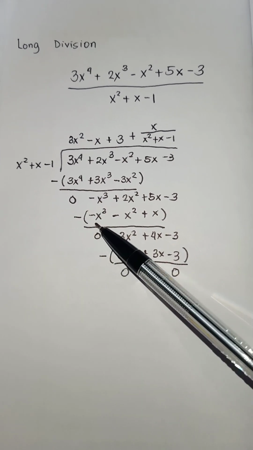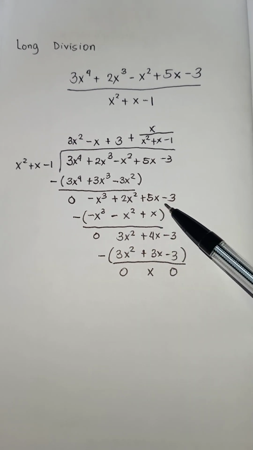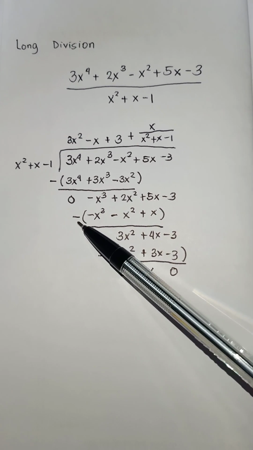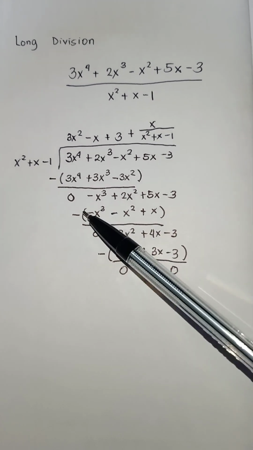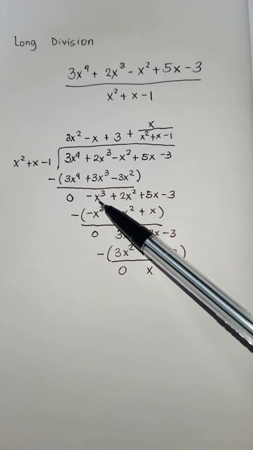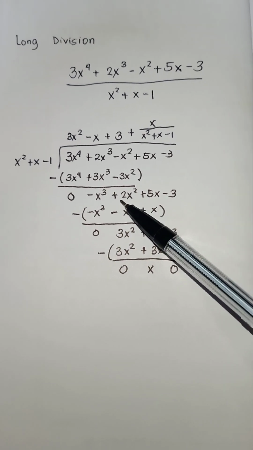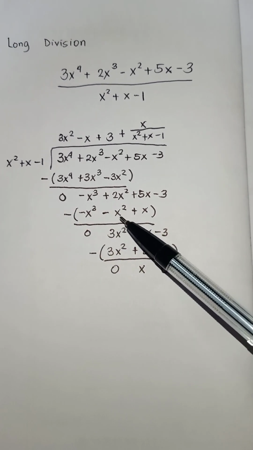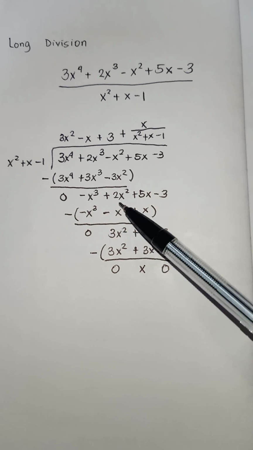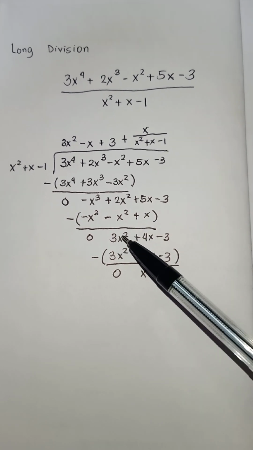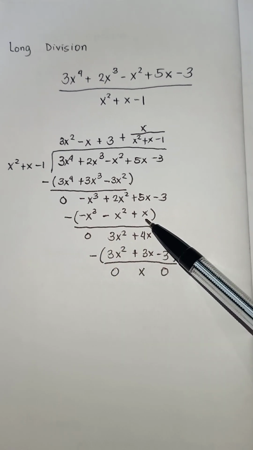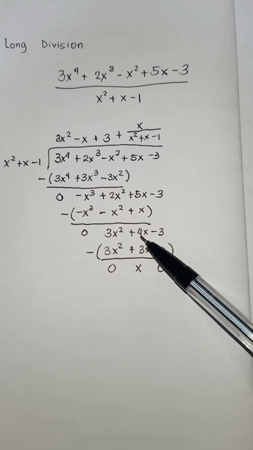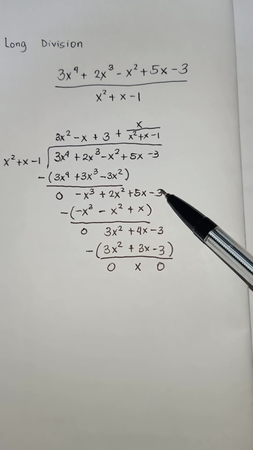Again, we subtract from this expression. So negative, negative becomes positive. Negative x cubed minus negative x cubed becomes 0. 2x squared minus negative x squared becomes positive again, so that will be an addition, and that becomes 3x squared. Then 5x minus x gives us positive 4x. Then bring down 3, negative 3.